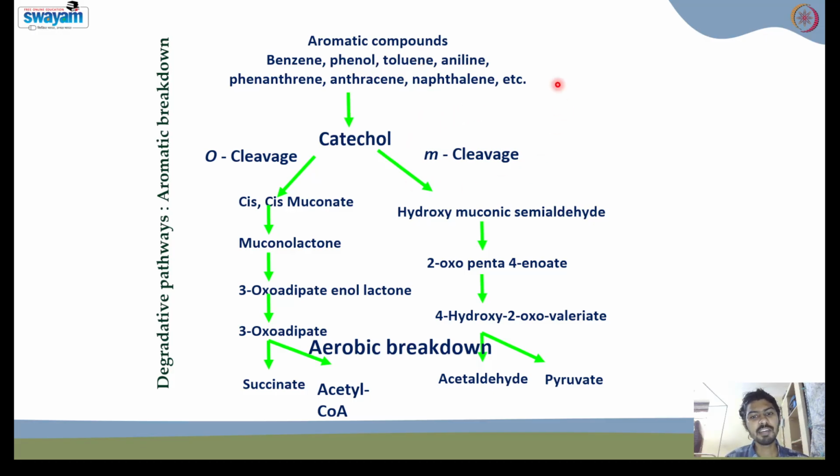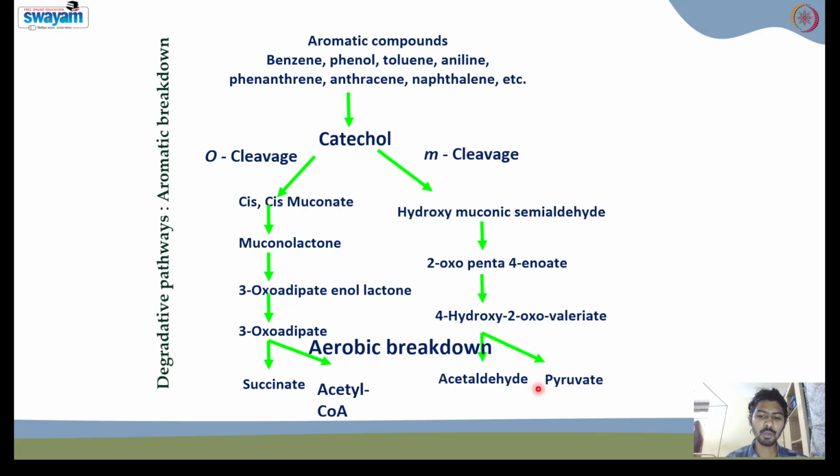And if the cleavage occurs at the meta position, what happens? It will undergo these cycles, and in each step, different enzymes will be produced, which help in catalyzing the next reaction. It will convert into hydroxymuconic semialdehyde. It will convert into 2-oxopent-4-enoate, which will be converted into 4-hydroxy-2-oxovalerate, and then through aerobic breakdown, it will eventually convert into acetaldehyde and pyruvate.